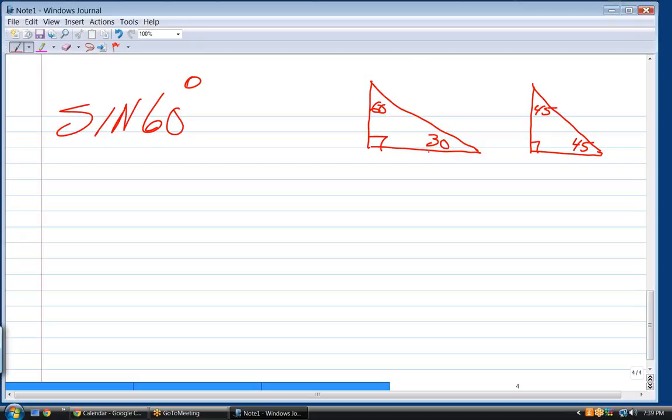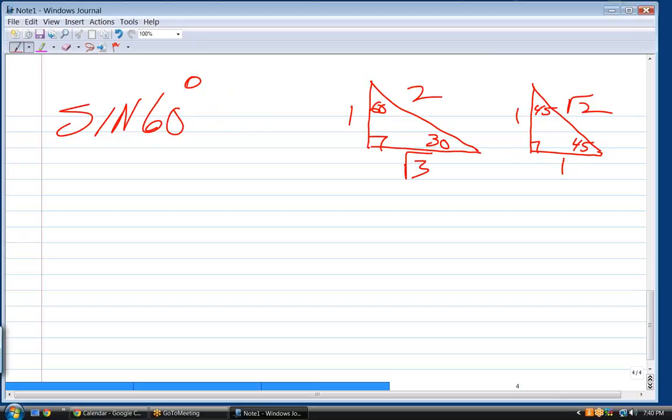I make opposite the smallest angle always 1. If that's 1, that's square root of 3, and that's 2. On the other triangle, if that's 1, that's also 1, and that's square root of 2. So you need to memorize those two. You memorize these two triangles, and you'll know all of your trig functions in the first quadrant. And that's a start for learning all the trig functions in any quadrant. First, you got to memorize the first quadrant ones.